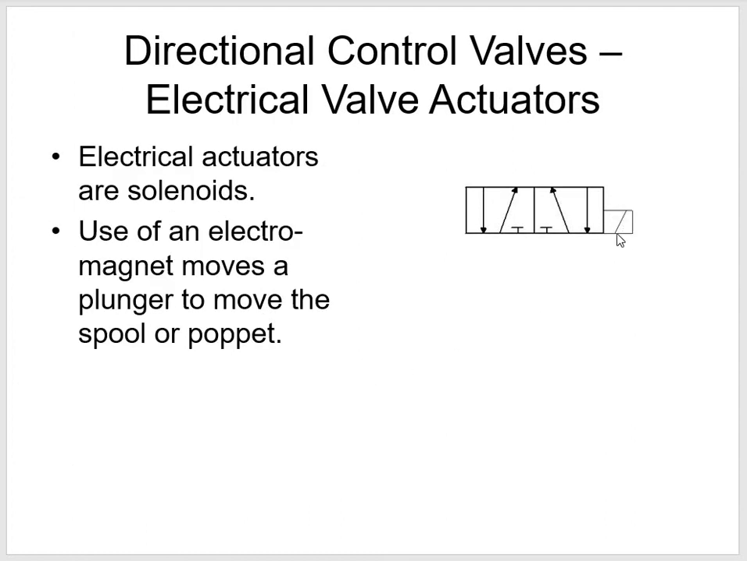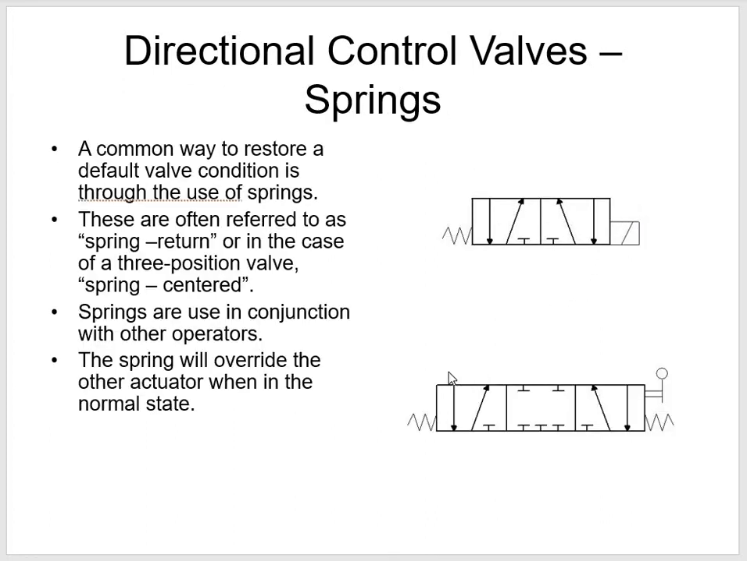Here's your electric solenoid all by itself. Again, a rectangle with a diagonal line. So now I've got an electric solenoid. Here's where we've added springs to this. And in this case, you can see that I've got my solenoid on this side and a spring return on this side. This is a 2-position.